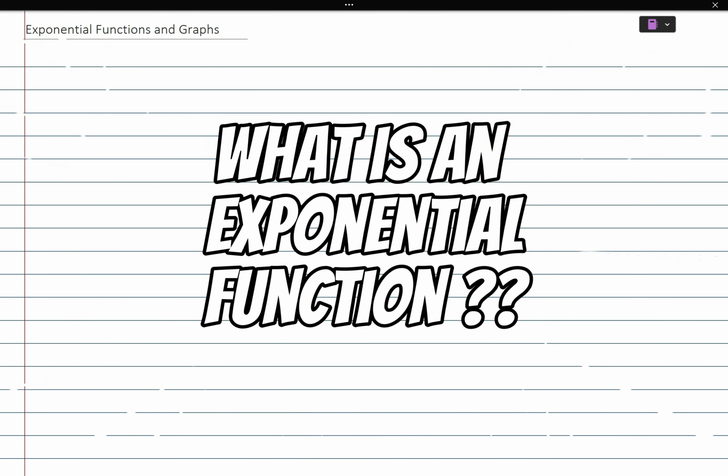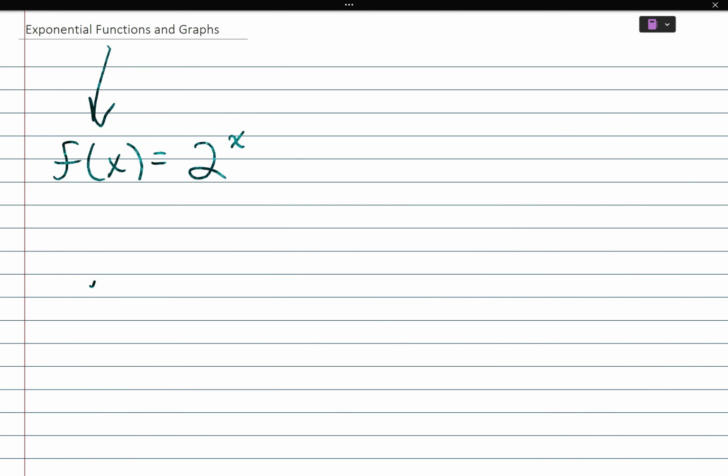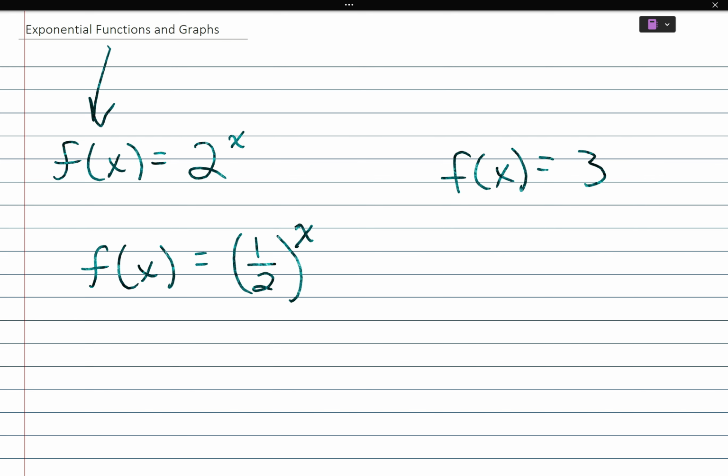Okay, hey everyone. So in this mini lecture, we're looking at exponential functions and the graphs of exponential functions. So what are exponential functions? Exponential functions can look something like this, where we have f of x is equal to 2 to the x. Maybe we'll have f of x is equal to 1/2 raised to the x power, something like that. Or maybe we'll have f of x is equal to, let's say, 3 to the x power.